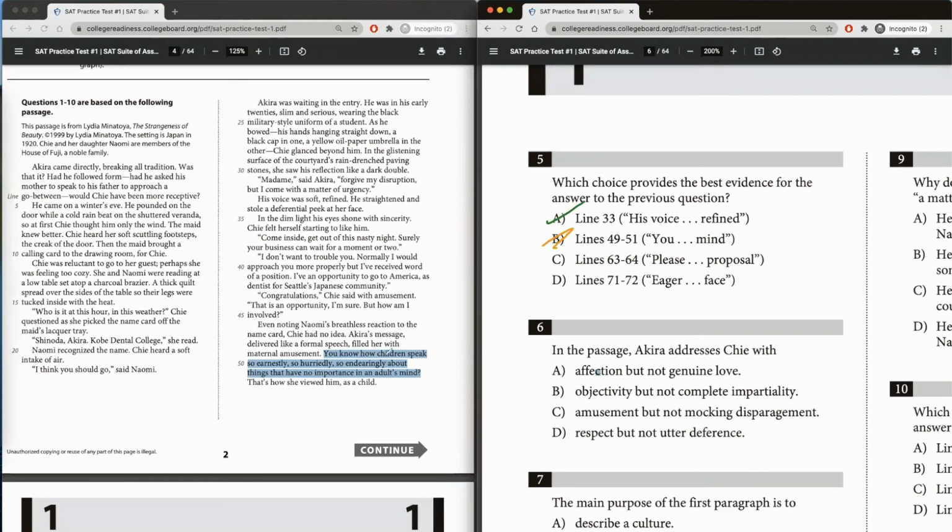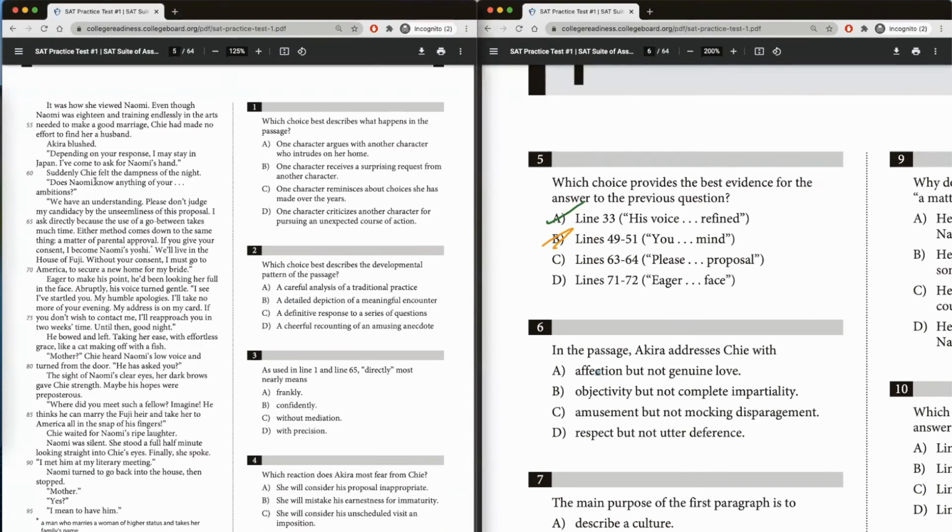There's 63 and 64. So this one is, please don't judge my candidacy by the unseemliness of this proposal. Well, okay, that actually makes sense because the whole point, again, is that whole go-between thing. So we're going to leave that one alone. And then 71, 72, eager to make his point, he looked at her in the face. That again shows his sincerity, but it does not mention his fear that she might consider this inappropriate. So it's going to be C.